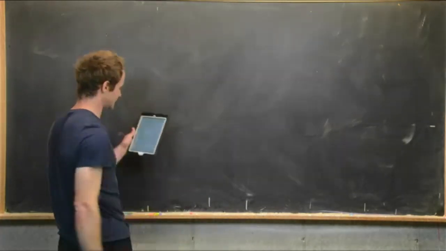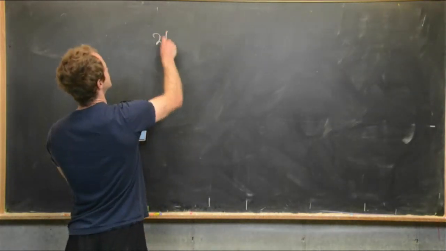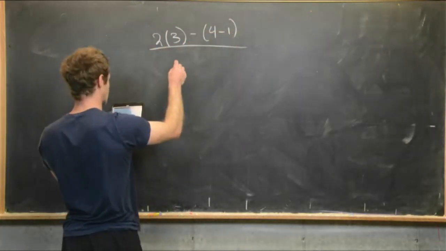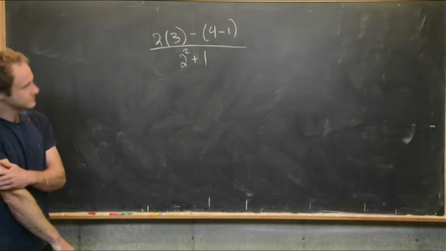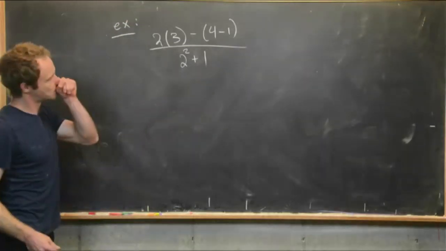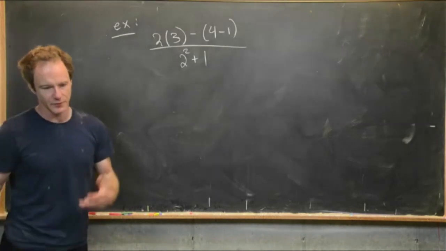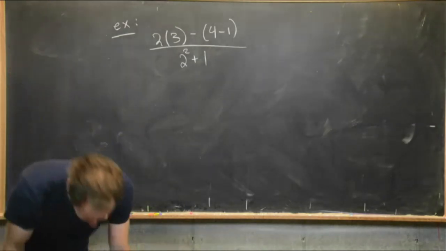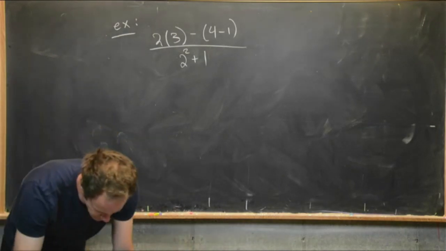So let's say this one is first. 2 times 3 minus 4 minus 1, all over 2 squared plus 1. Actually, maybe I'll just let you guys try this for a minute. We're not going to break into rooms because there's only one problem at a time. And then we'll look at the simplification here and make sure that we're all on the same page.